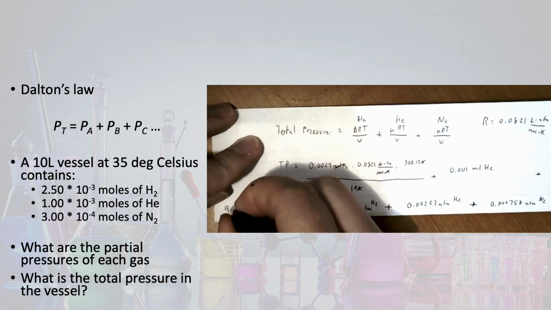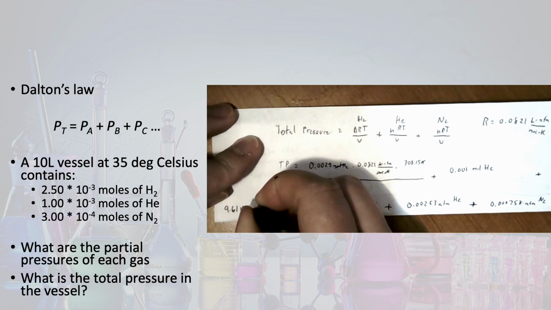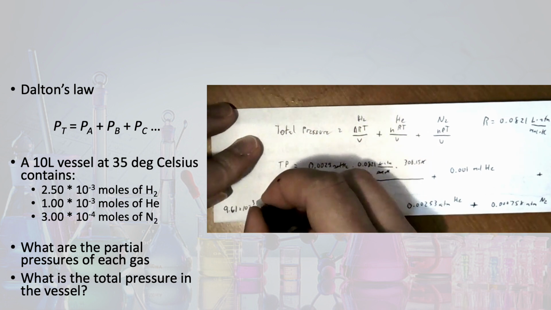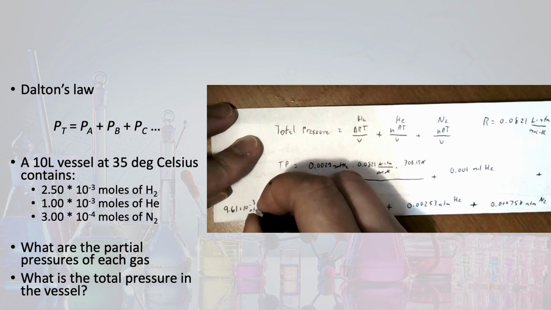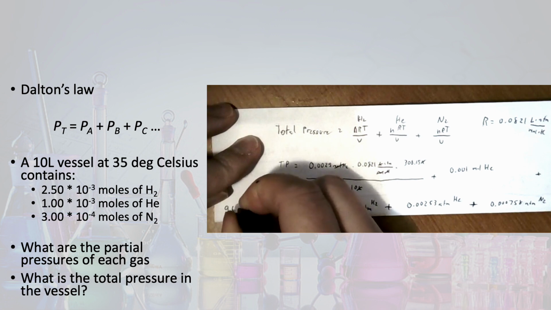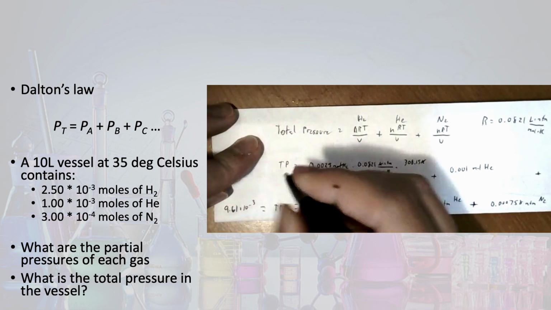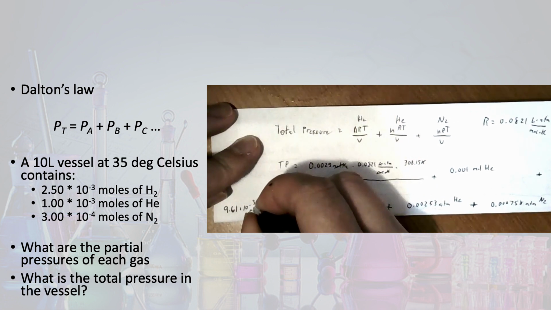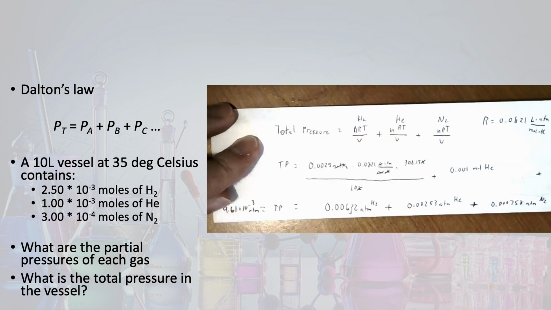So it looks like our video skipped forward here, right? So we have total pressure equals the partial pressures of each of these gases that we've calculated. And all we have to do after that is just add them together. So if I can get this video to work, that comes out to be 9.61 times 10 to the negative third atmospheres of pressure, right? So fairly simple and straightforward.